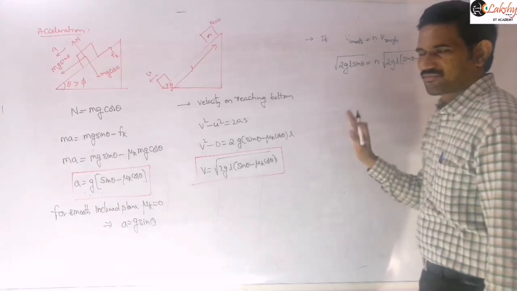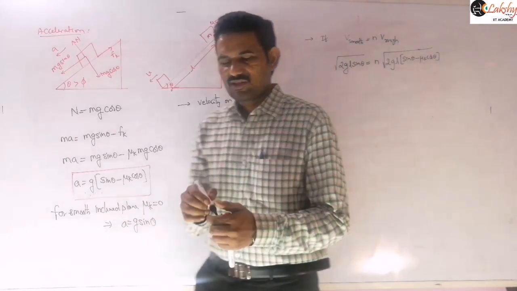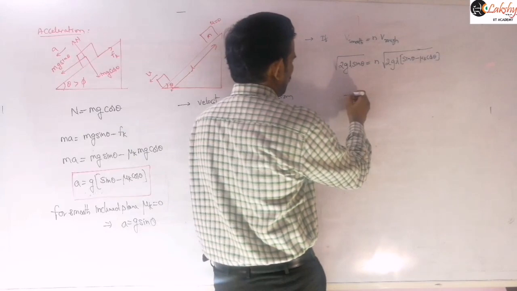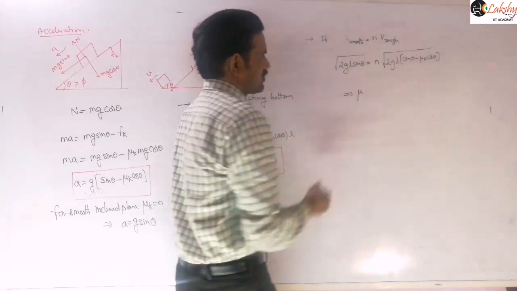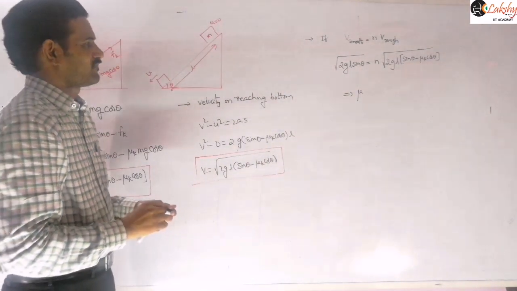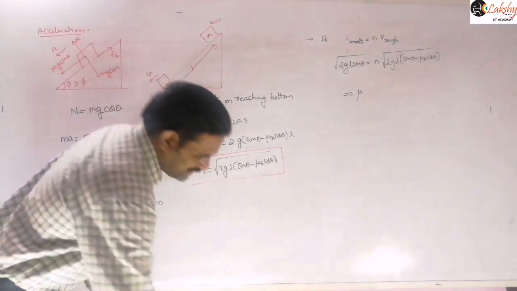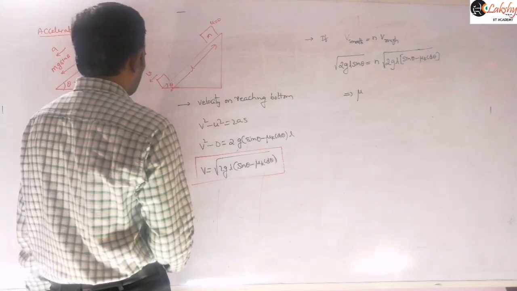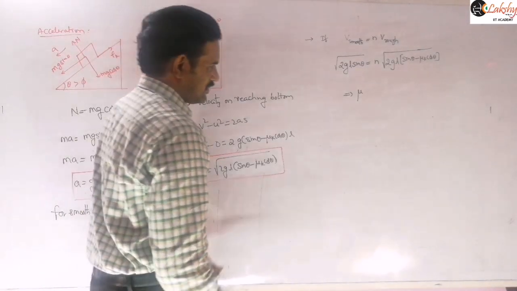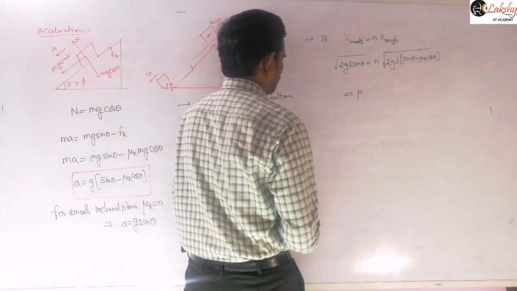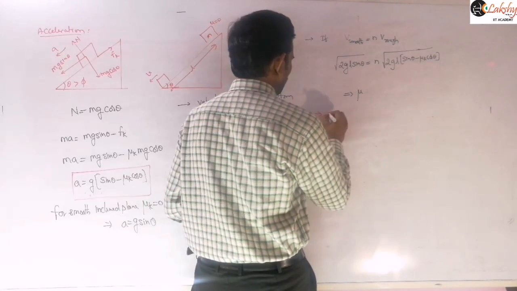Then simplify that, square both sides, and you will get the n value. That means we need to write the mu value in terms of this n. So, simplify that. The next point I am going to consider here is the time taken to slide down the rough inclined plane.